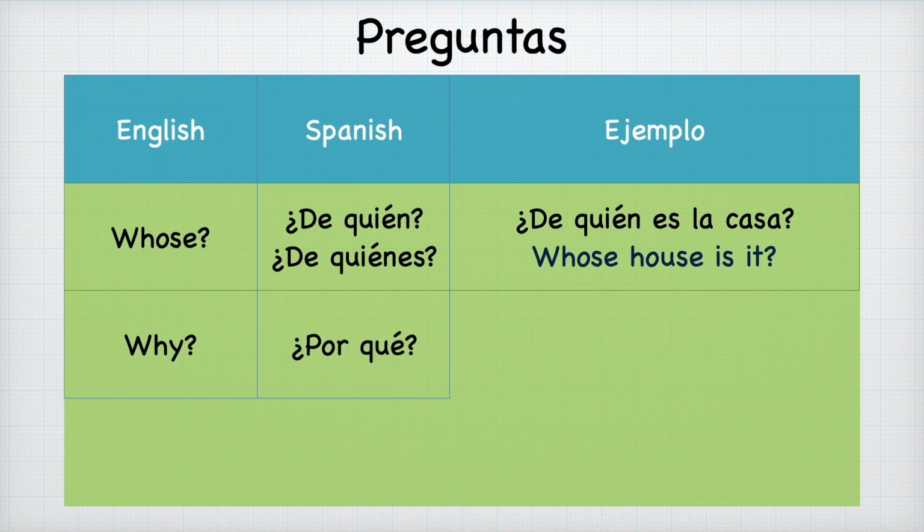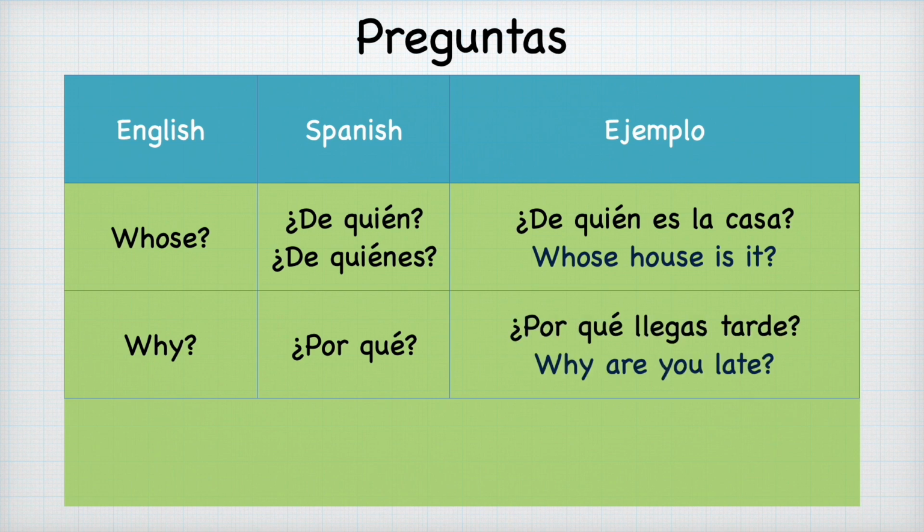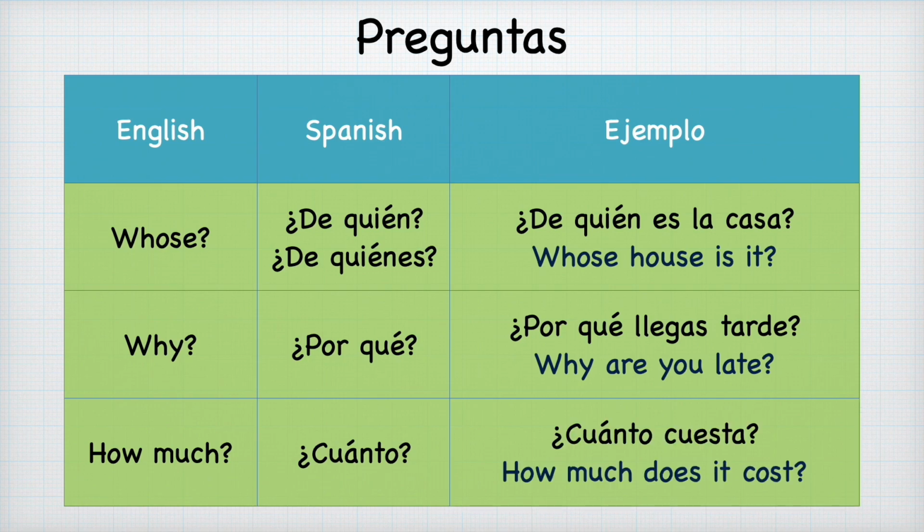Why? ¿Por qué? ¿Por qué llegas tarde? Why are you late? How much? ¿Cuánto? ¿Cuánto cuesta? How much does it cost?